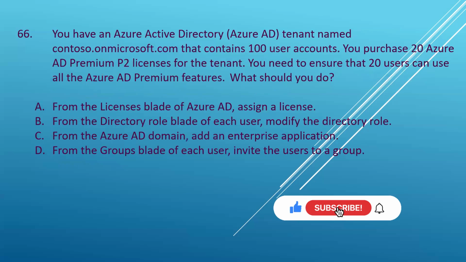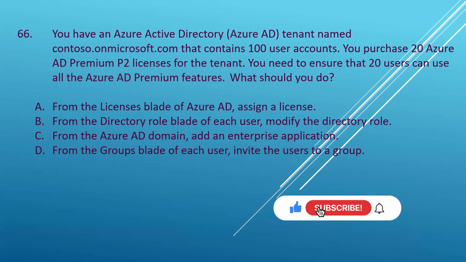Next question. You have an Azure Active Directory tenant named contoso.onmicrosoft.com that contains 100 user accounts. You purchase 20 Azure AD Premium P2 licenses for the tenant. You need to ensure that 20 users can use all the Azure AD Premium features. What should you do? Your options are: from the license blade of Azure AD, assign a license.